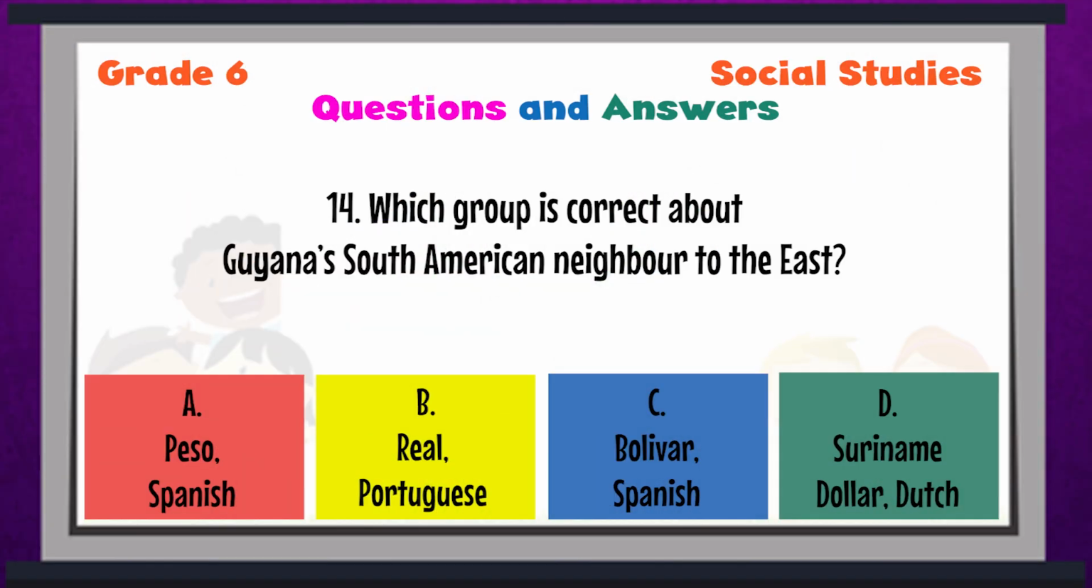Question 14. Which group is correct about Guyana's South American neighbor to the east? Which group is correct about Guyana's South American neighbor to the east? A, B, C, or D? Write the letter that you think has the correct answer for question 14.